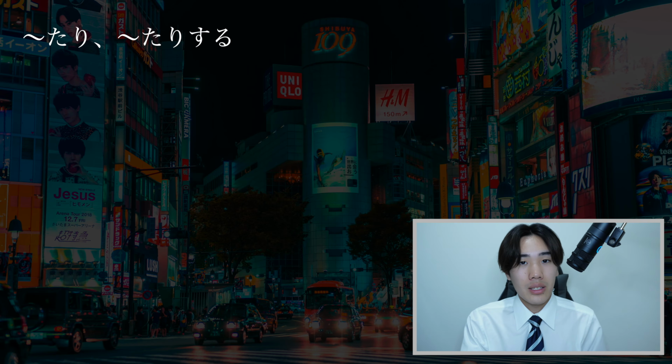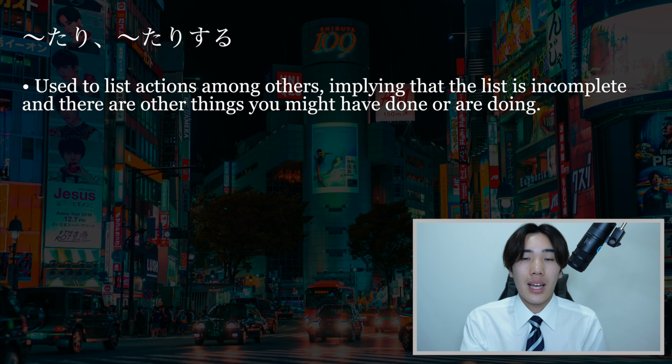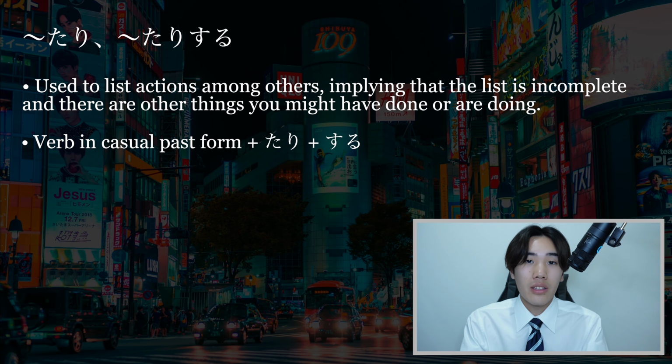So again, to summarize, this structure is used to list action among others. And it implies that the list is incomplete. And it implies that there are other actions that you may have done or are doing. So in order to get the tari form, we first conjugate the verb to its past form. And then we add ri. And if it's the end of the list, we end it with tarisuru.